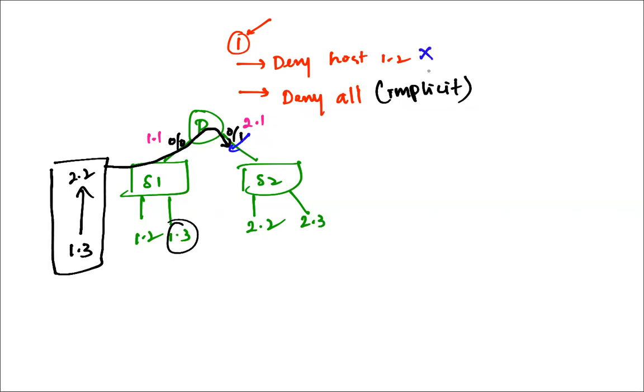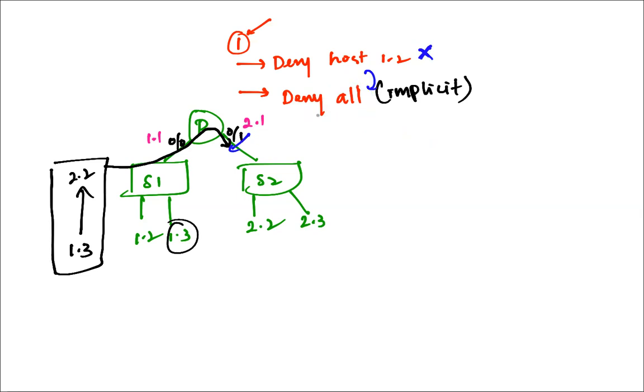Since there is no match on the first line, that is the time when the router will check the second line. Here the first line is having 1.2, and the packet is coming from 1.3, so there is no match. Now the router will look into the second line and ask, if you're not coming from 1.2, are you coming from some IP address? Now who will match on the second line, guys? Everyone. Everyone is going to match on the second line, because the second line says deny all.